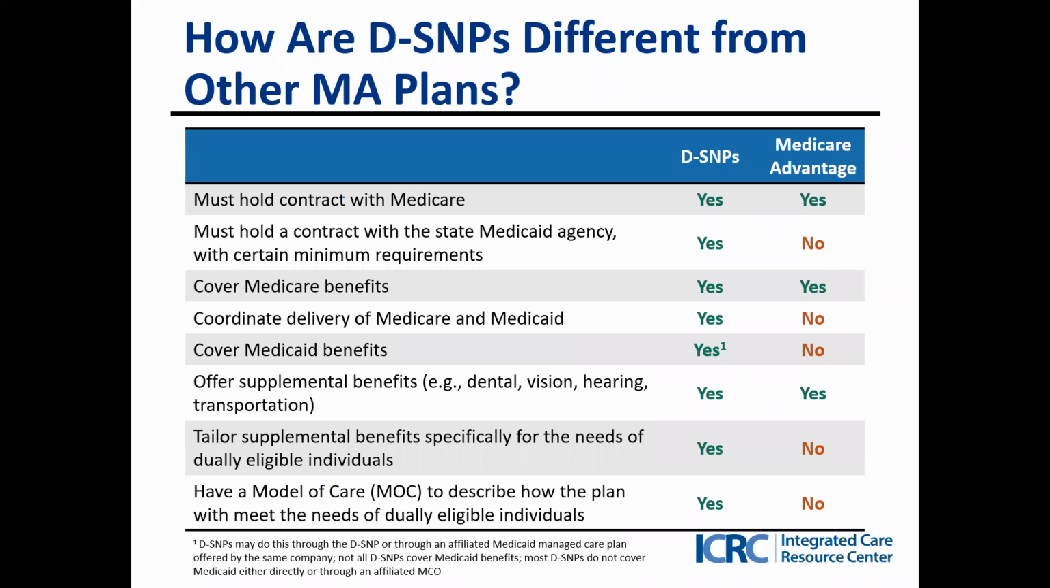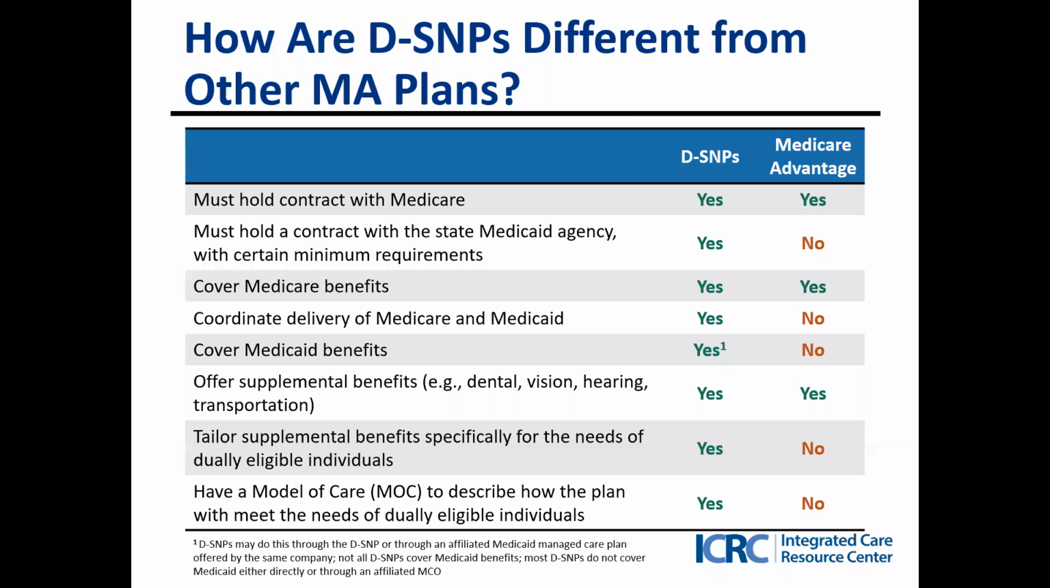So as I mentioned, D-SNPs are designed for dually eligible individuals specifically. As such, D-SNPs must meet certain requirements that go beyond the requirements of other Medicare Advantage plans. These additional requirements support D-SNPs in addressing the needs of the dually eligible population within a state. So here on this slide, we have a table with a variety of high-level requirements. In the columns on the right, you'll see which requirements apply to D-SNPs and which to other Medicare Advantage plans. And I'll highlight some of the key differences between each type of plan.